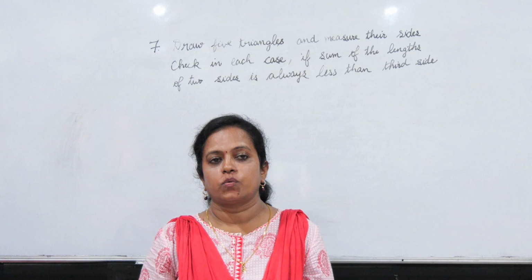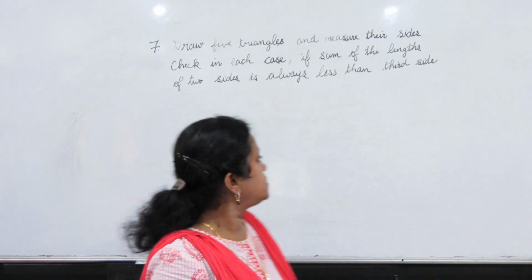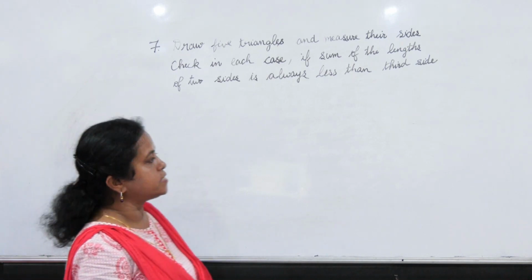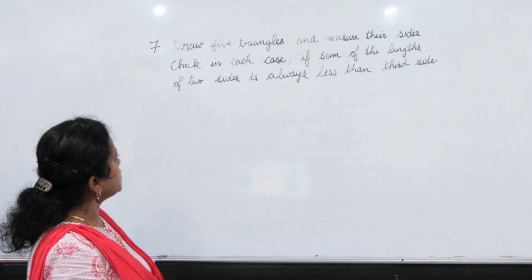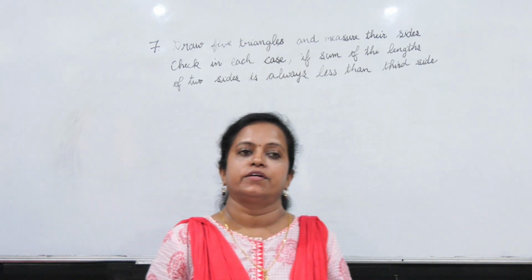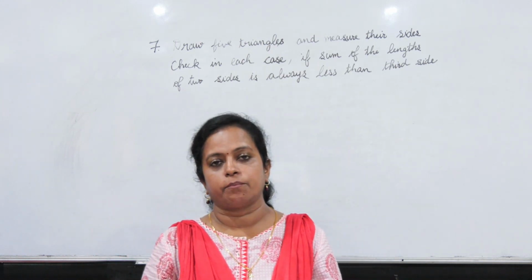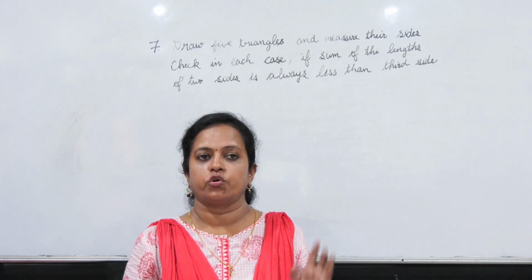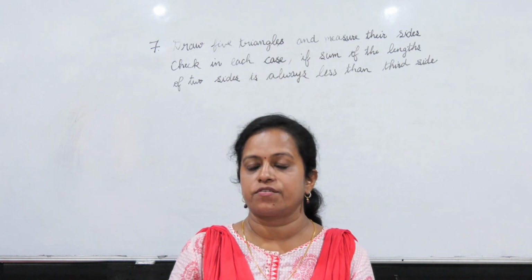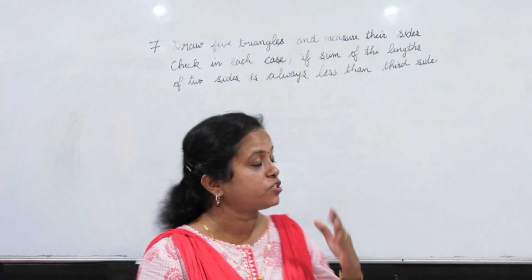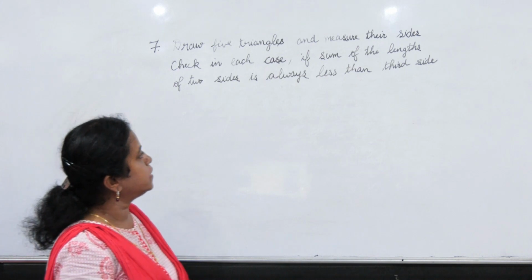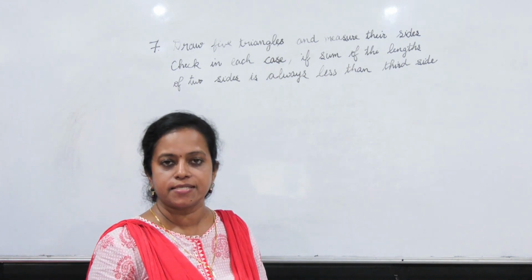Now we'll solve the 7th question of exercise 5.1, which reads: draw 5 triangles and measure their sides. Check in each case if the sum of the lengths of 2 sides is always less than the third side. Now what is a triangle? A triangle is a closed figure made up of 3 line segments. So you are asked to draw 5 triangles. I will give you an example by drawing one triangle, and the other triangles you can draw and check whether the statement given in the question, that the sum of the lengths of 2 sides is always less than the third side, is correct or not.